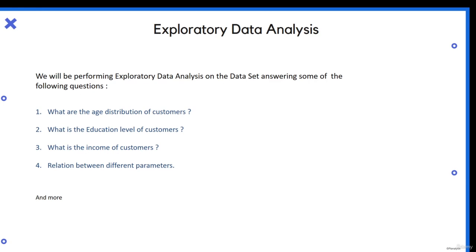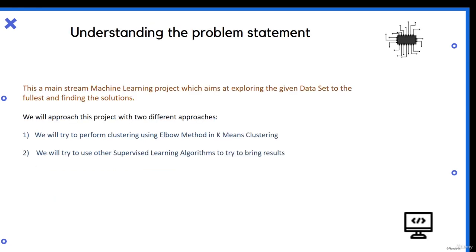Now, we'll be performing exploratory data analysis in this project. We'll be plotting some figures, answering questions like what the age distribution of customers is, what the education level of customers is, and what the income of customers is. We'll find out the relation between different parameters, and what the relation between them can be. The data set here is taken from Kaggle. I've taken this data set from Kaggle.